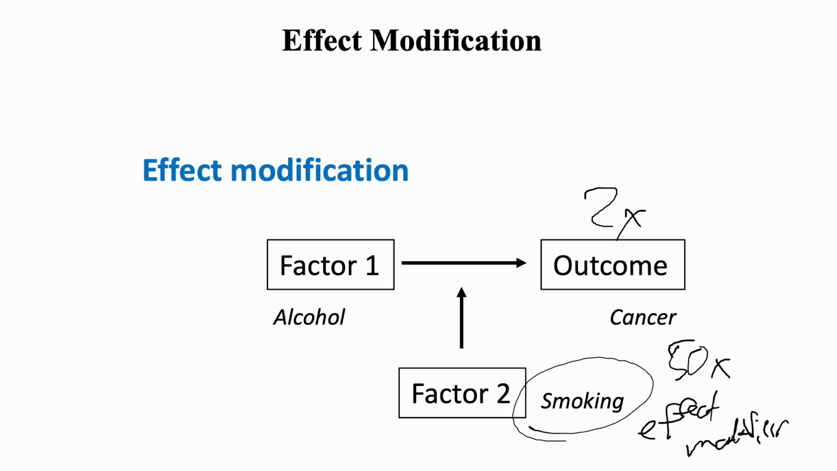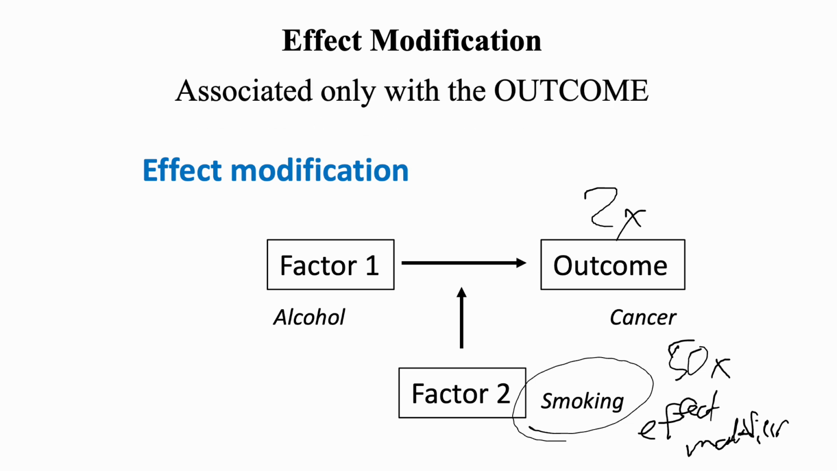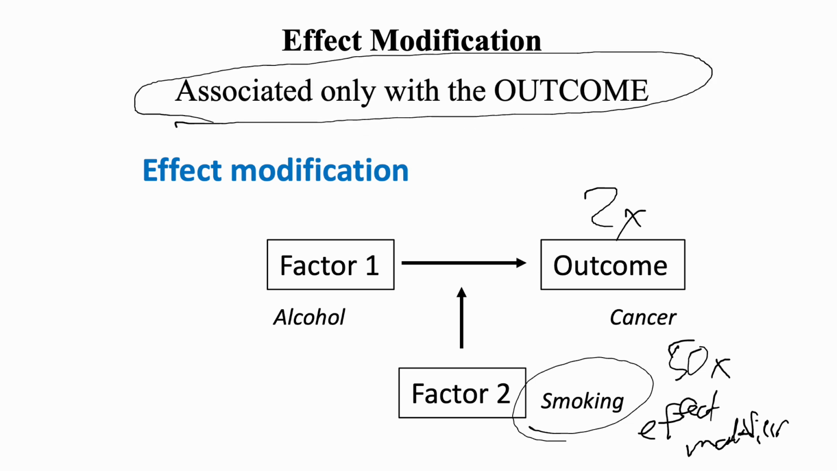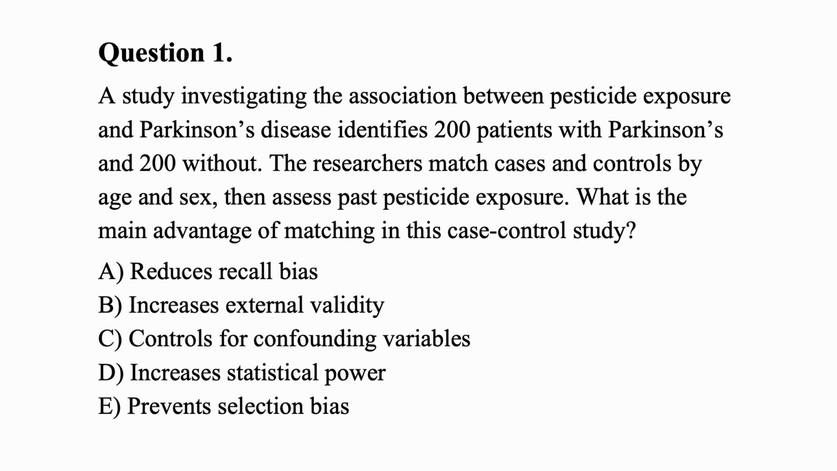Another way to think about it would be kind of like an effect multiplier. So effect modification is associated only with the outcome because alcohol is not associated with smoking directly. Now let's test out what we've learned.